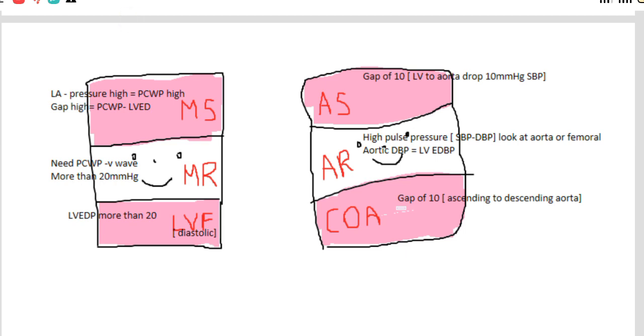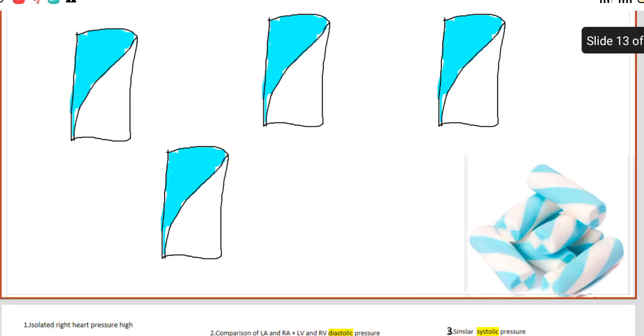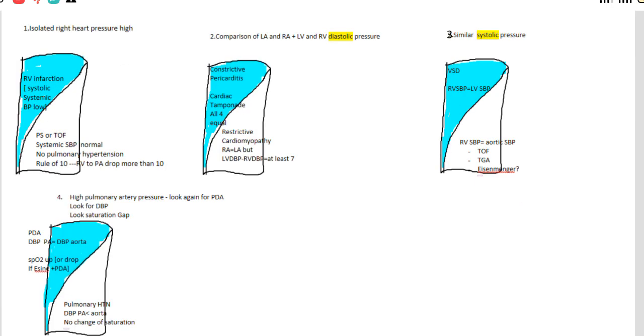Okay, and now we are moving to the blue color. I put 4 marshmallows and divided them into 2, so we can discuss 8 things. I'll try my best to make it simple, if you can understand the right side also. Okay, we'll focus on them one by one.